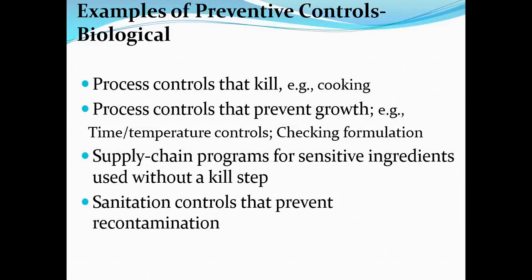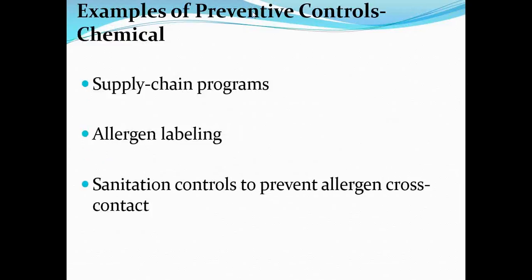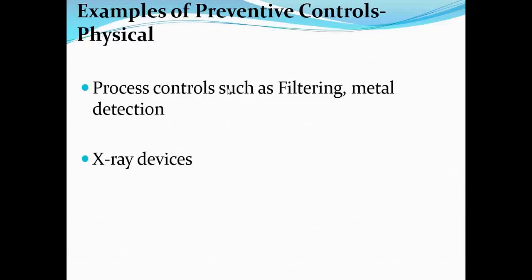rules for human food. An example of preventive control for chemical hazards is testing and rejection of ingredients that may contain excess concentration of, say, certain natural or artificial chemical hazards. Allergen labeling is another example of allergen preventive control. Similarly, we can come up with allergen labeling, supply chain program testing I just mentioned to you. This is an example of preventive control for physical hazards, process control such as filtering, metal detection, X-ray devices, and things like that.